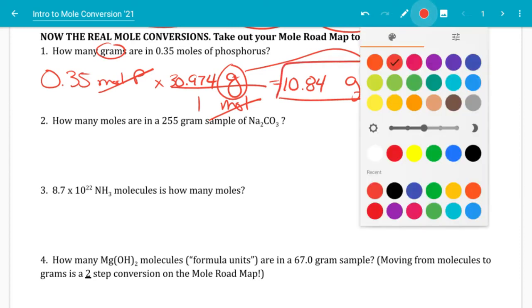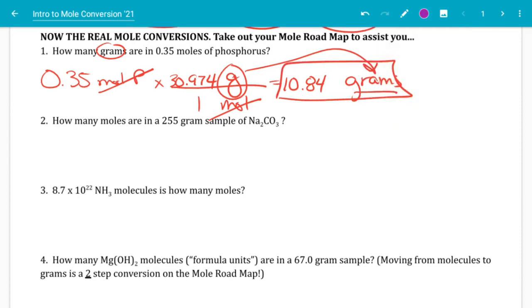All right, next, let's switch colors. Let's have a whole rainbow of colors. How many moles are in a 255 gram sample? So let's write down what they give me. 255 grams of Na2CO3. And then I'm going to draw my conversion factor. And this is a 1-step, just going from grams to moles.